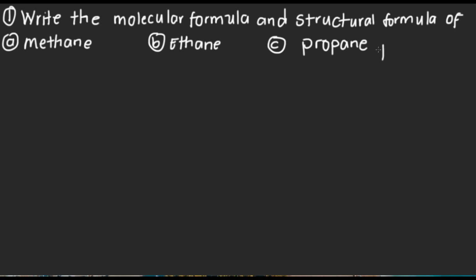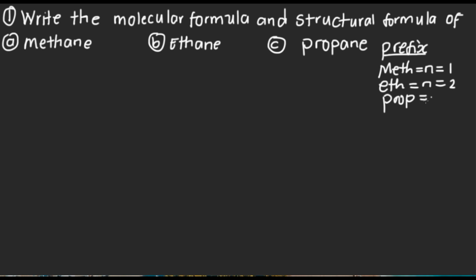listing what we call the prefix. The prefix determines the number of carbon atoms in that particular molecule. So number one is methane, which is meth. Meth is N equal to 1, or it has 1 carbon. Eth, N equal to 2 carbons. Prop, 3 carbons.